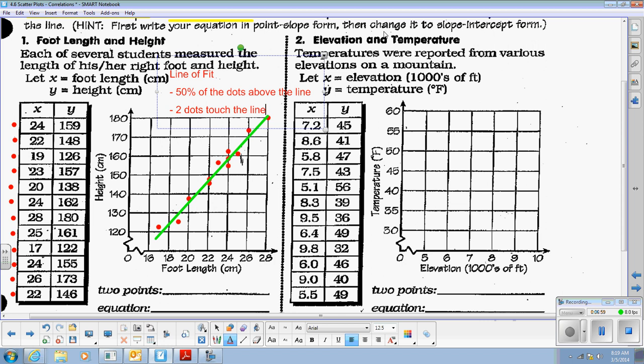Moving on to the elevation and temperature. Temperatures were reported from various elevations on a mountain. Never climbed a mountain. You guys ever climbed a mountain? I've never climbed a mountain.